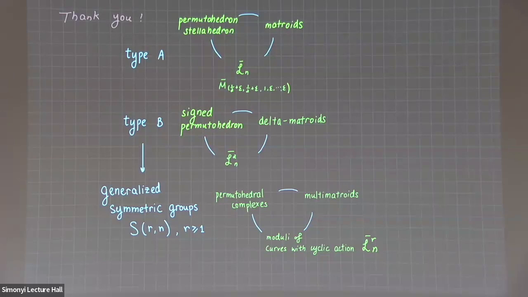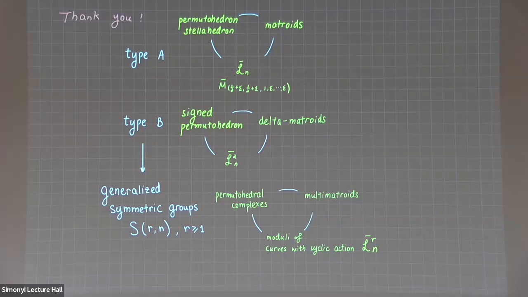Is there some notion of valuativity for these multimatroids? Good question. From our knowledge, the theory of multimatroids is really not developed in our community. So I encourage everyone to think about this. For example, we don't even have all these cryptomorphic definitions. We don't have flats, we don't have duality. So it's very unclear.